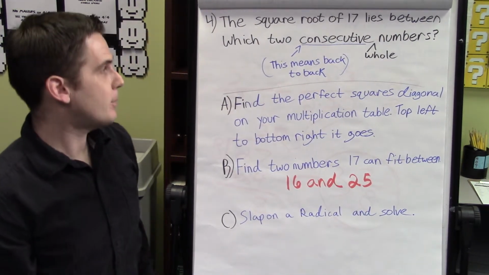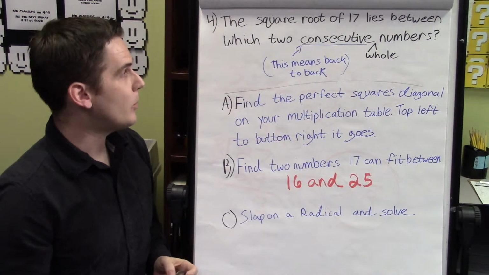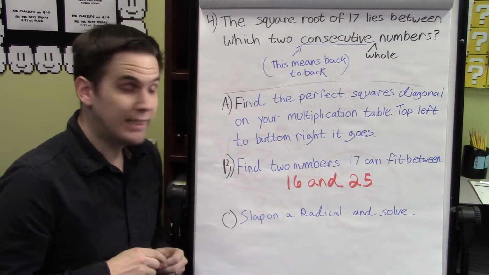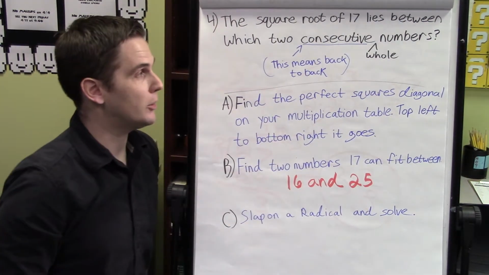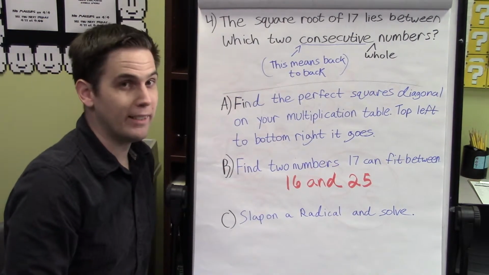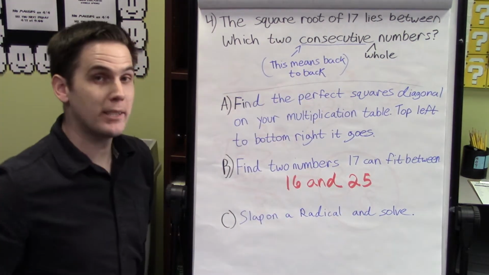Four, the last problem. All right. The square root of 17 lies between which two consecutive whole numbers? Some of you might be thinking like, no, next question, skip this, but it's not that bad. First of all, consecutive means back to back.